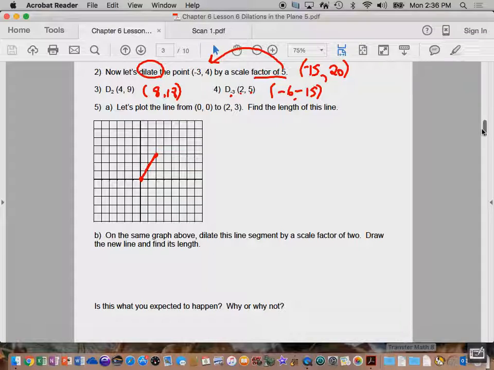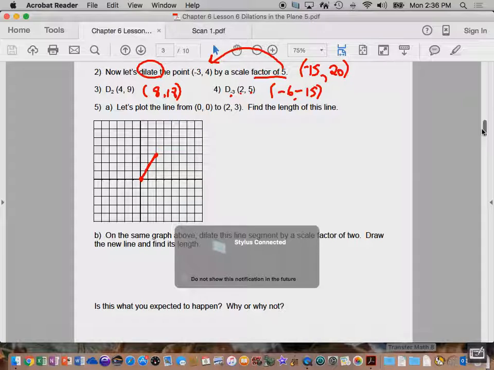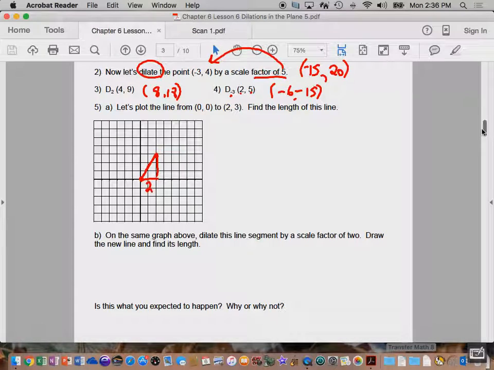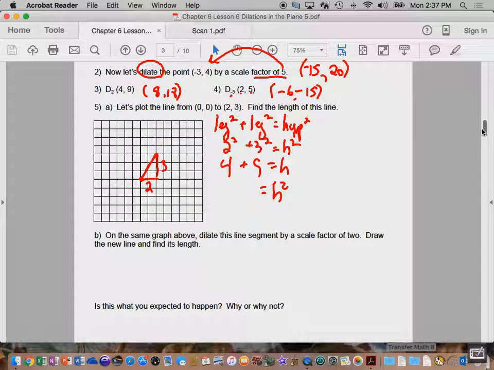Now, if I do make this into a right triangle, I drop that down, I drop that down. How long is this leg over here? 2. How long is this leg? 3. What does the Pythagorean theorem say? Leg squared plus leg squared equals hypotenuse squared. Good. So that's 2 squared plus 3 squared equals h squared. What's 2 squared? 4. 3 squared? 9. Equals h squared. So h squared equals 13.